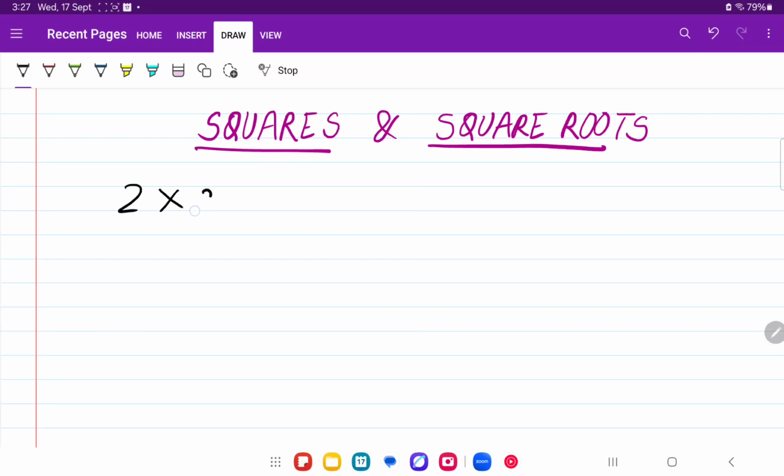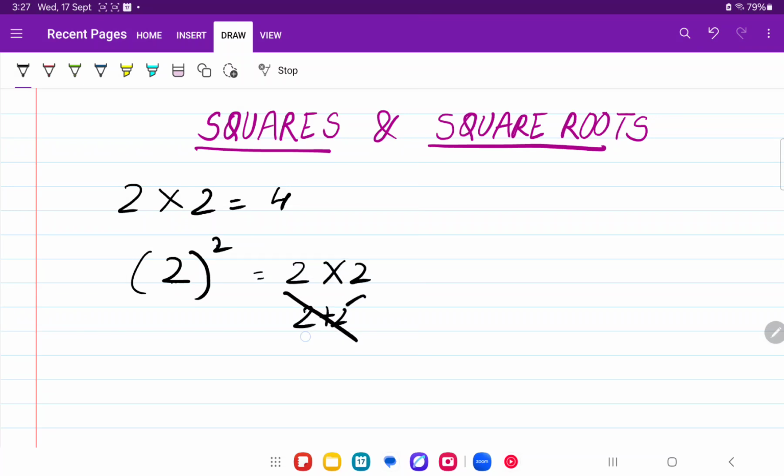So 2 times 2 is 4. So 4 is the square of 2, and we write squares like this, as an exponent: we have 2 written as a small number on top of the same number. When we say 2 squared, it means 2 times 2, not 2 plus 2, correct? Though in this case you may get the same answer, it means 2 times 2. So when we say 3 squared, it means 3 times 3, which is equal to 9.